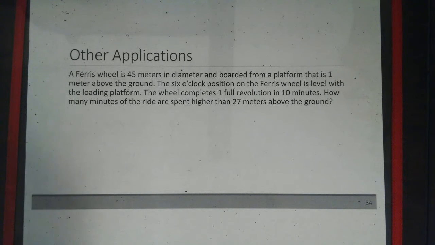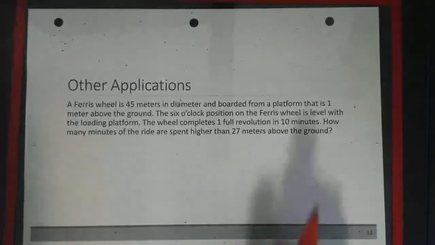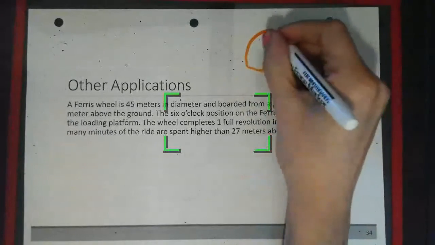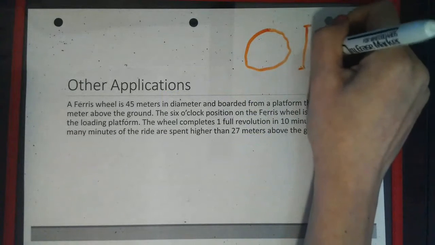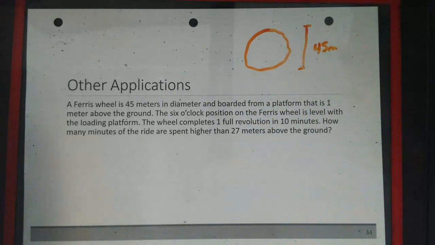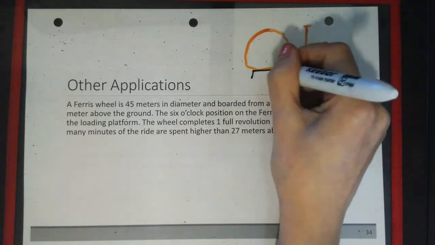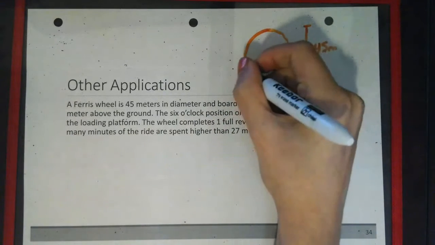I'm going to draw a picture. So we have a Ferris wheel, and we know that it is 45 meters in diameter. And we have a platform that they load from, and that platform is 1 meter tall.